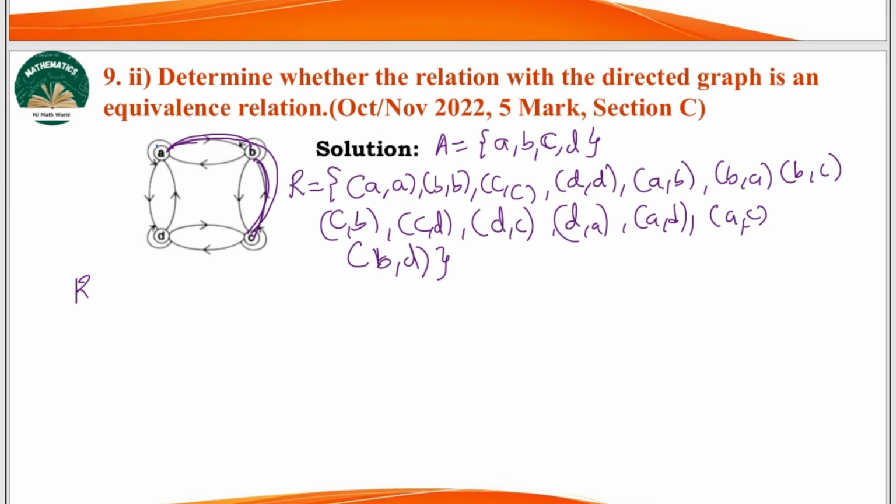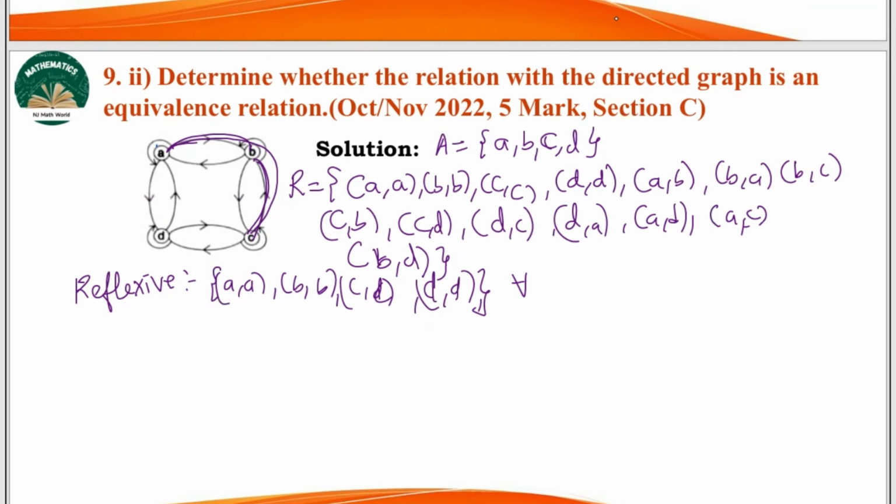So we can prove now reflexive. What is reflexive? Reflexive is we should have all the same elements. Yes, we have all the same elements. We have (A,A), then (B,B), then (C,C), then (D,D). Therefore, for all A, (A,A) belongs to R. Therefore, it is reflexive.